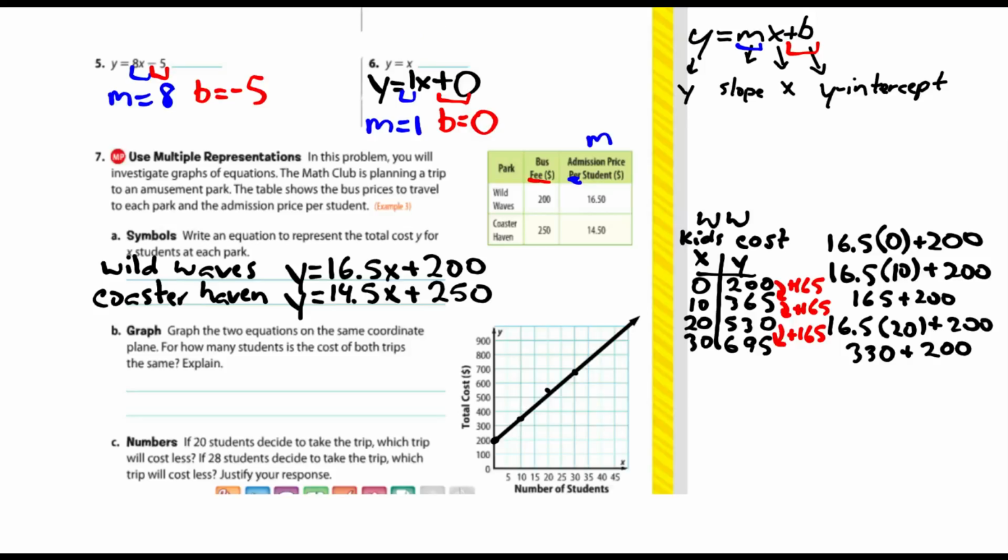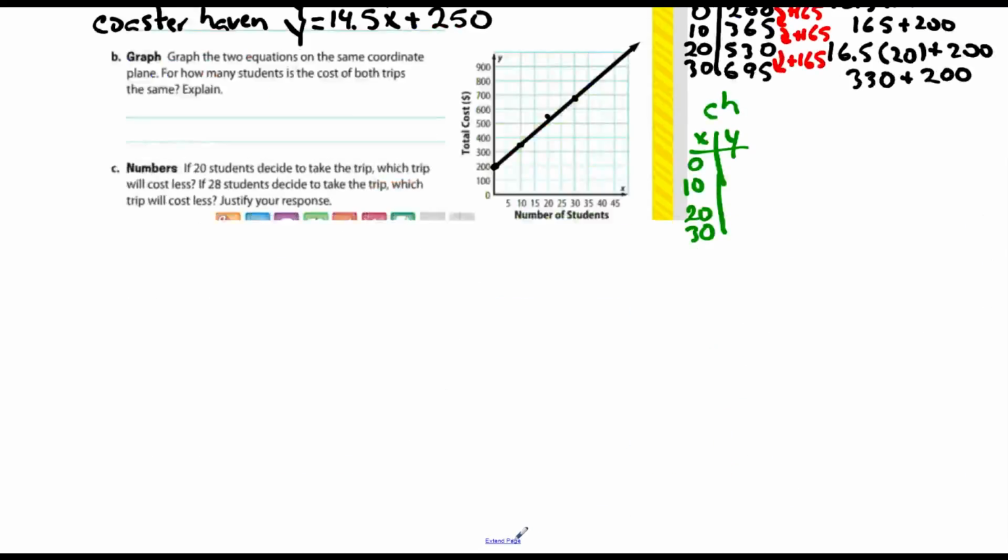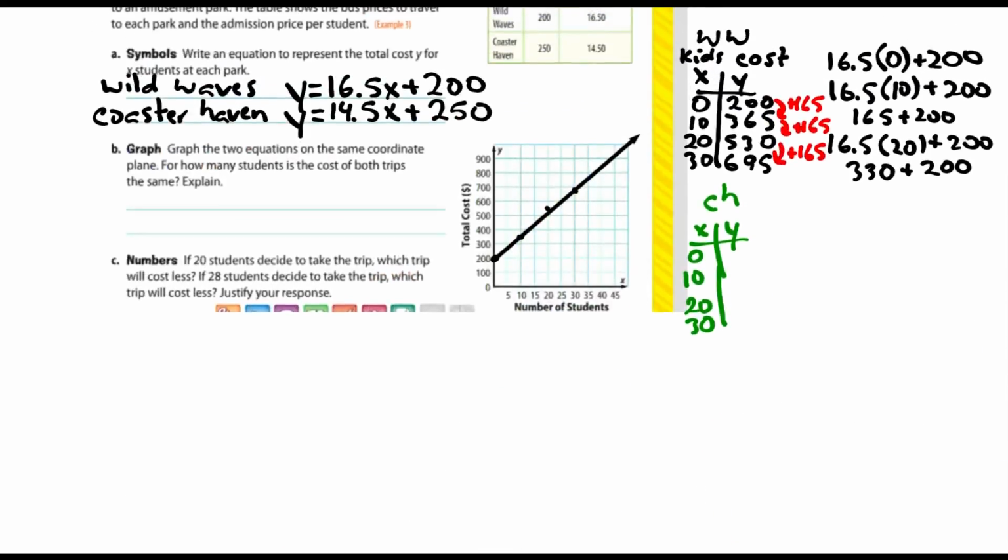So we go to our second place now. It's Coaster Haven. Okay. Make another table. X can stay the same. 0, 10, 20, 30. But this equation, a little bit different. Instead of 16.5, it's 14.5. We replace x with whatever x is.